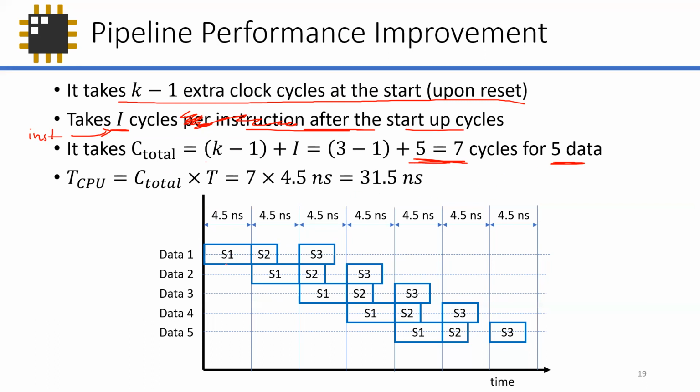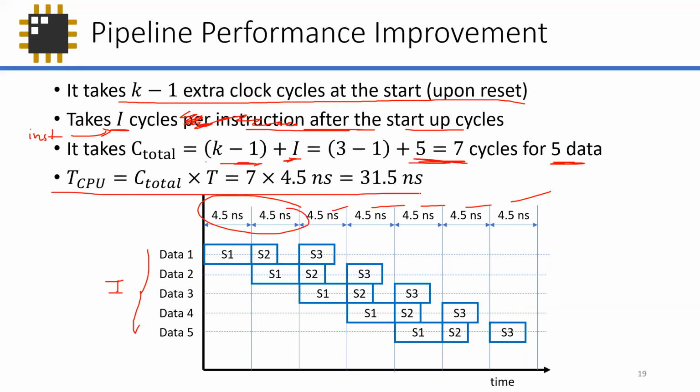Because you have 5 data, that's your I. I or D, I put I because we're going to use I as instructions later. So you have this 1, 2, 3, 4, 5, but you need the 2 extra cycles earlier, the k minus 1. So in total, the CPU process time is 31.5 nanoseconds. You just have to add this C total, which is the total number of cycles: k minus 1 stages plus I number of data that you have to process. Okay? So that's pretty much it over here.